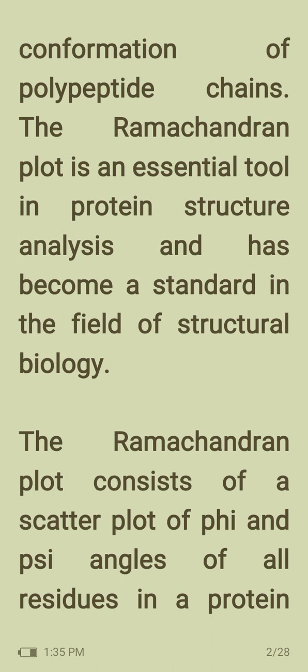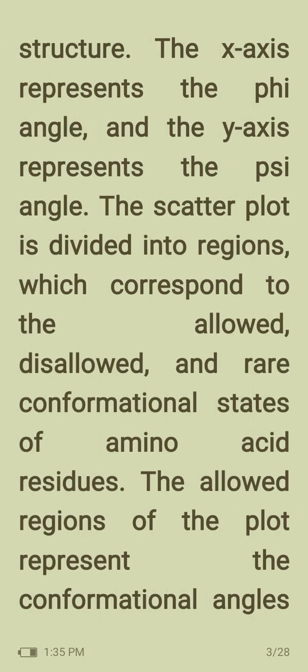The Ramachandran plot consists of a scatter plot of phi and psi angles of all residues in a protein structure. The x-axis represents the phi angle and the y-axis represents the psi angle. The scatter plot is divided into regions which correspond to the allowed, disallowed and rare conformational states of amino acid residues.